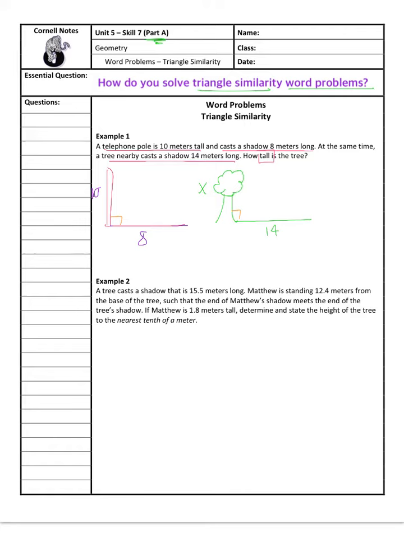So meaning my proportion would look like 10 over 8. So I did the telephone pole's height over the telephone pole's shadow, which means I have to do the tree's height, which is X, over the tree's shadow, which is 14. And again, that's just one possible option. If you did this a different way, see if it works out and you get the same answer as I do. So when we cross multiply here, 8 times X is going to give me 8X. 10 times 14 is going to give me 140. Divide both sides by 8. And what we will determine here is that our tree's height comes out to be 17.5.